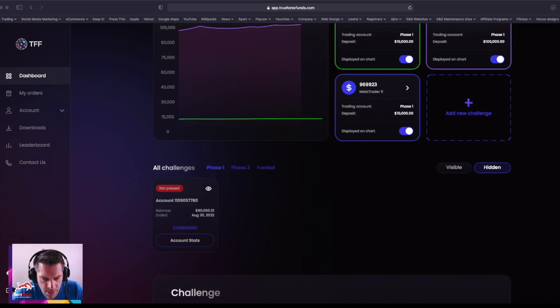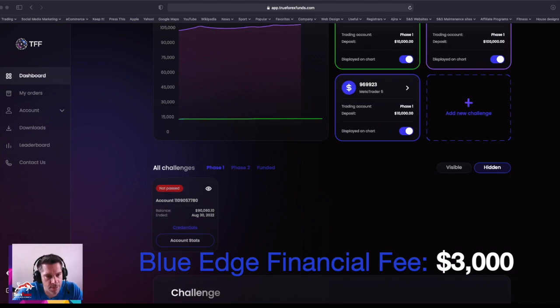So I haven't really spoken much about that. Once you buy into this, the prop farming blueprint is, I think, just shy of $3,000, $2,997 or whatever it is. And yes, that is expensive. And I know you think, man, there's no way I'm spending that much, okay? Think of it this way.